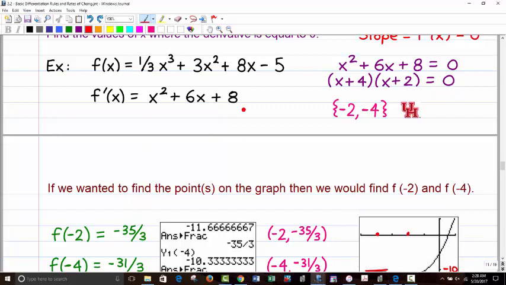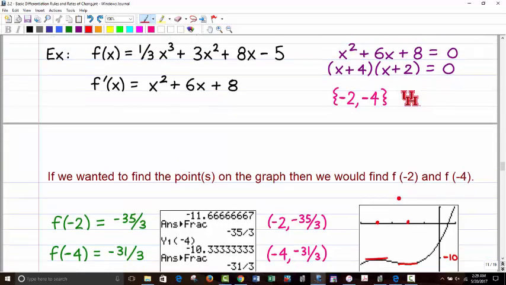Now suppose instead of just identifying what the x values are of the horizontal tangent line, suppose we wanted to identify what the actual point is, the actual coordinate. No trouble, you could just take your calculator and plug in the x for -2 into the original function, not the derivative. Of course, the derivative tells you something completely different.